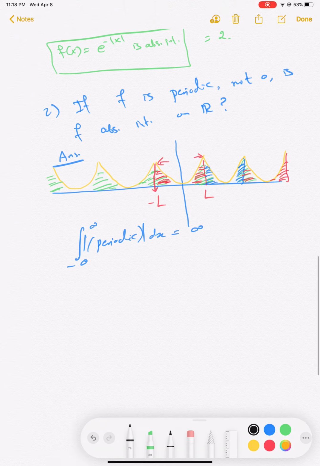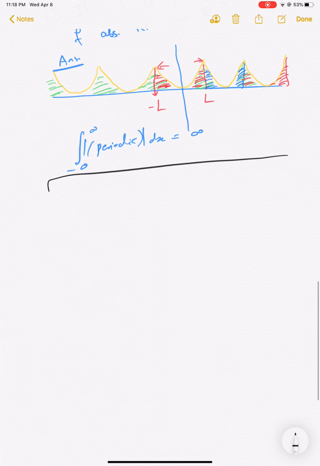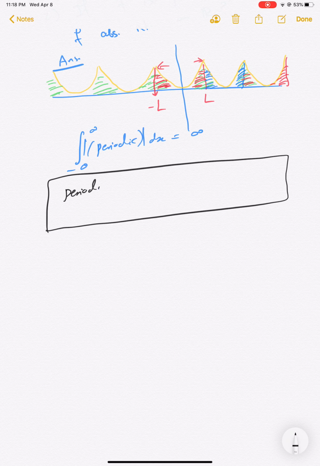This is a very, very important thing: periodic functions, again, other than the zero function, the trivial function, all of them are not absolutely integrable. This is a very nice remark to observe before we proceed to the Fourier analysis. So at this point, this is very, very crucial.